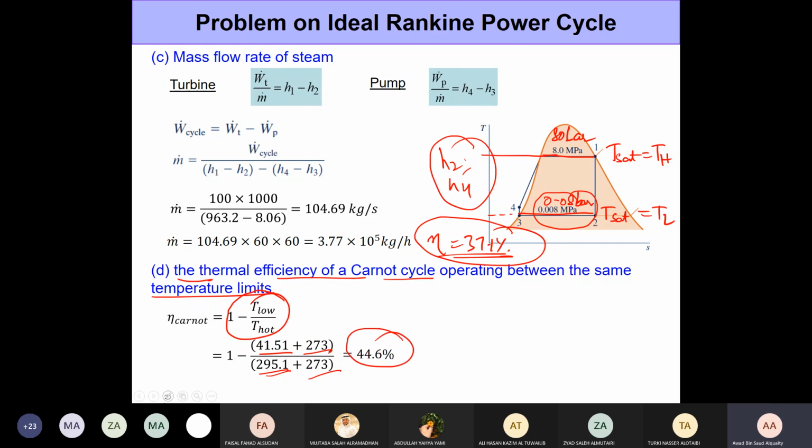Now this is interesting, right? This tells you that even if you had the most perfect cycle ever, the efficiency would only be 44.6, or let's say 45%, which again is not so nice, right? You're talking about wasting 55% of the energy, even in the most ideal scenario.